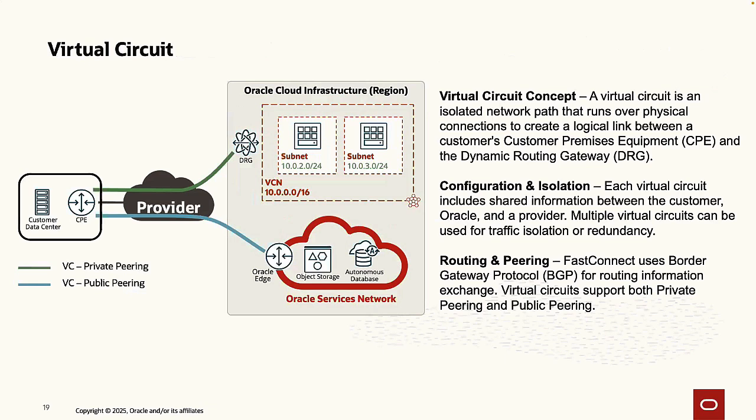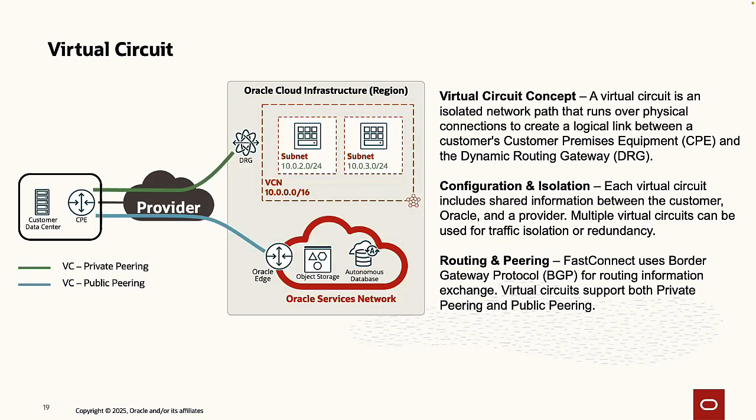Next, what do we need to have FastConnect established? The first important thing that we need is a virtual circuit. A virtual circuit is an isolated network path that runs over one or more physical network connections to provide a single logical connection between the edge of your existing network and OCI. Each virtual circuit is made up of information shared between you and us. You could have multiple private virtual circuits to isolate traffic from different parts of your organization or to provide redundancy.